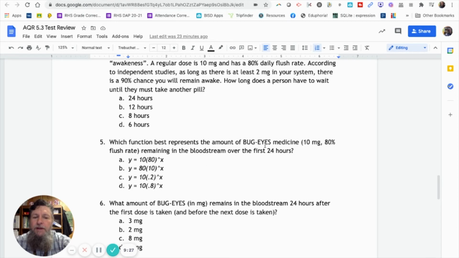No, we're talking about an 80% flush rate, but we're going to find out after a day how much is remaining. So if 80% is gone, how much is remaining of the 100%? 20%. So 20% decimal equivalent is 0.2. So Y equals 10 times 0.2 raised to the x power. That's exactly what it's going to look like. You don't even have to put the raised to the x power. Just the 10 times 0.2 is going to give you your answer.